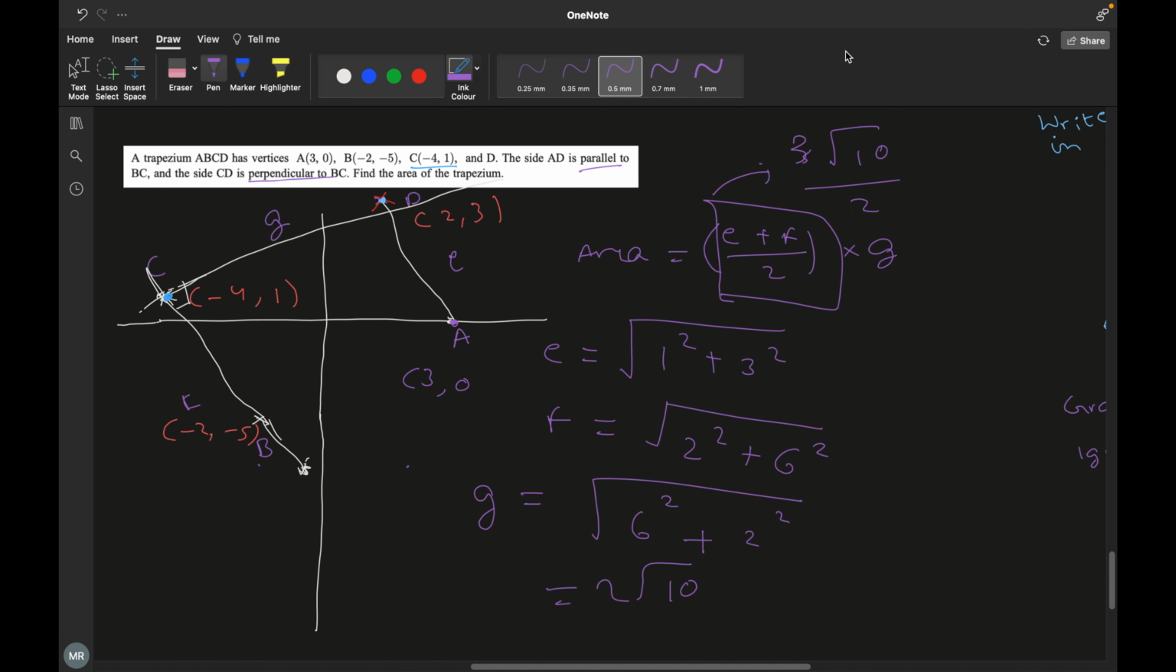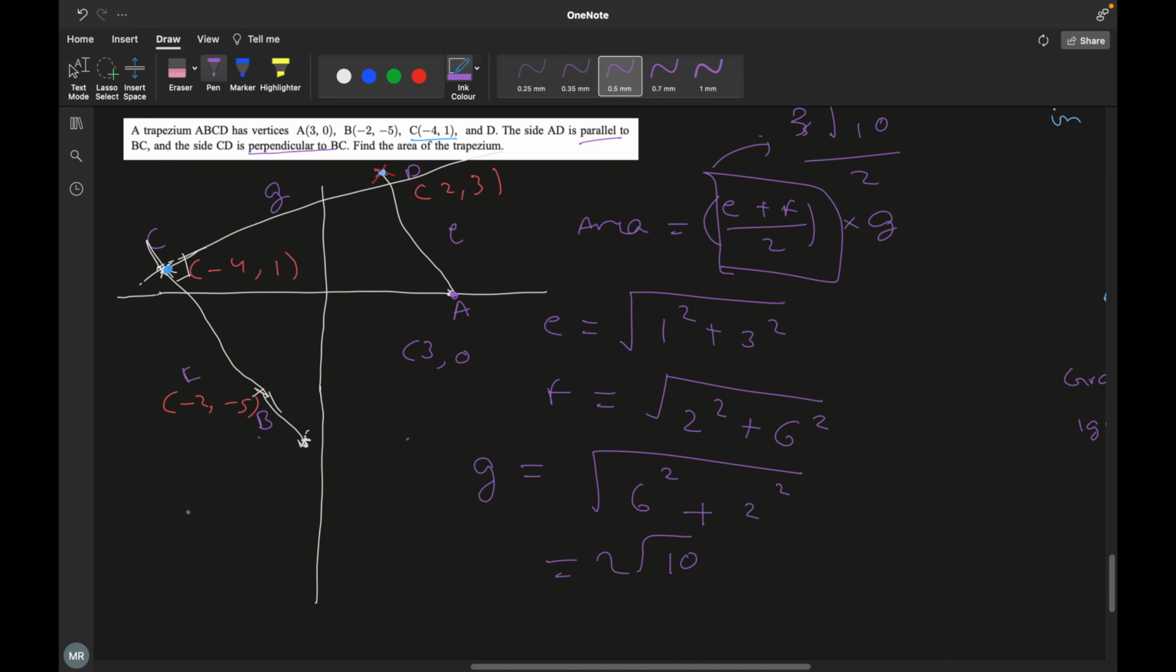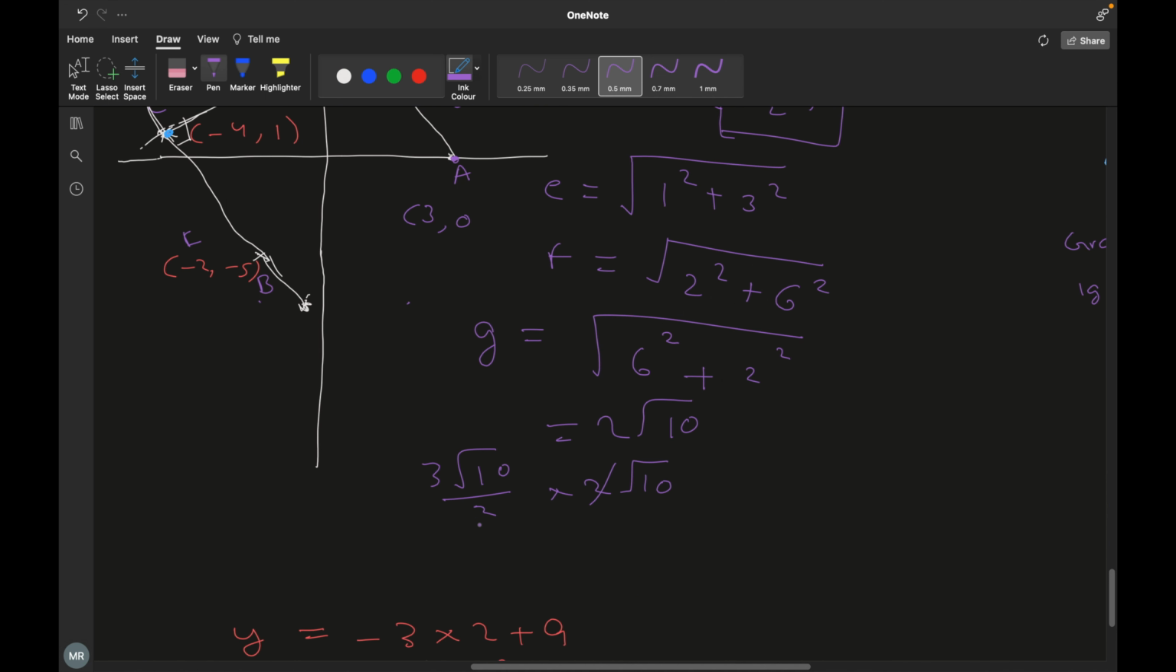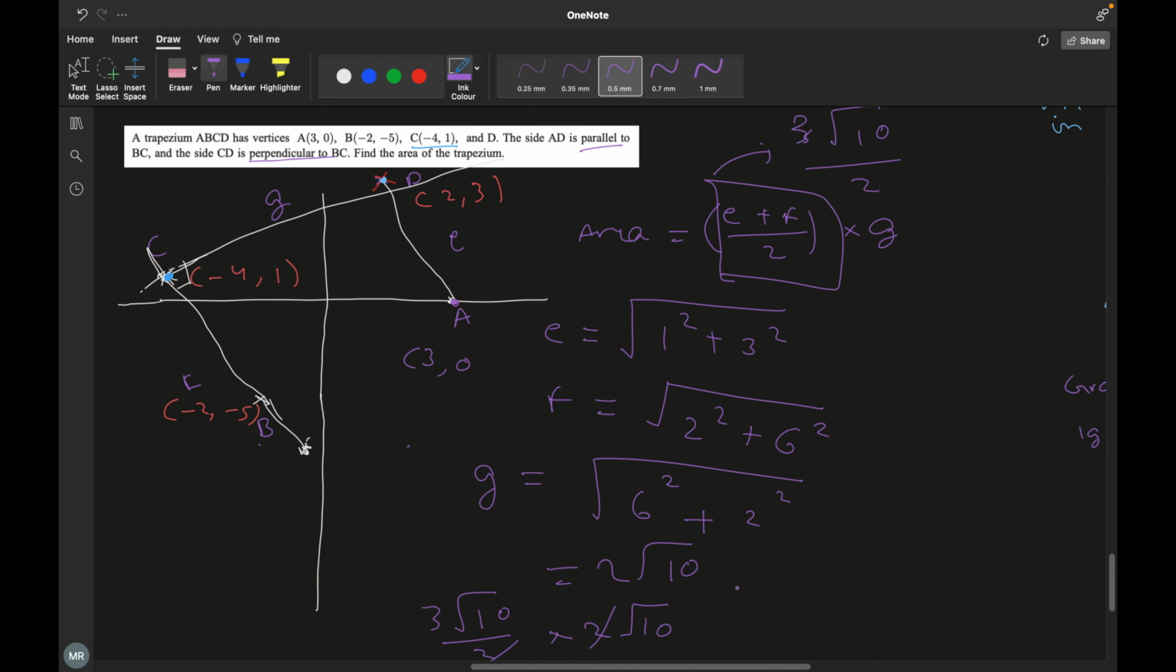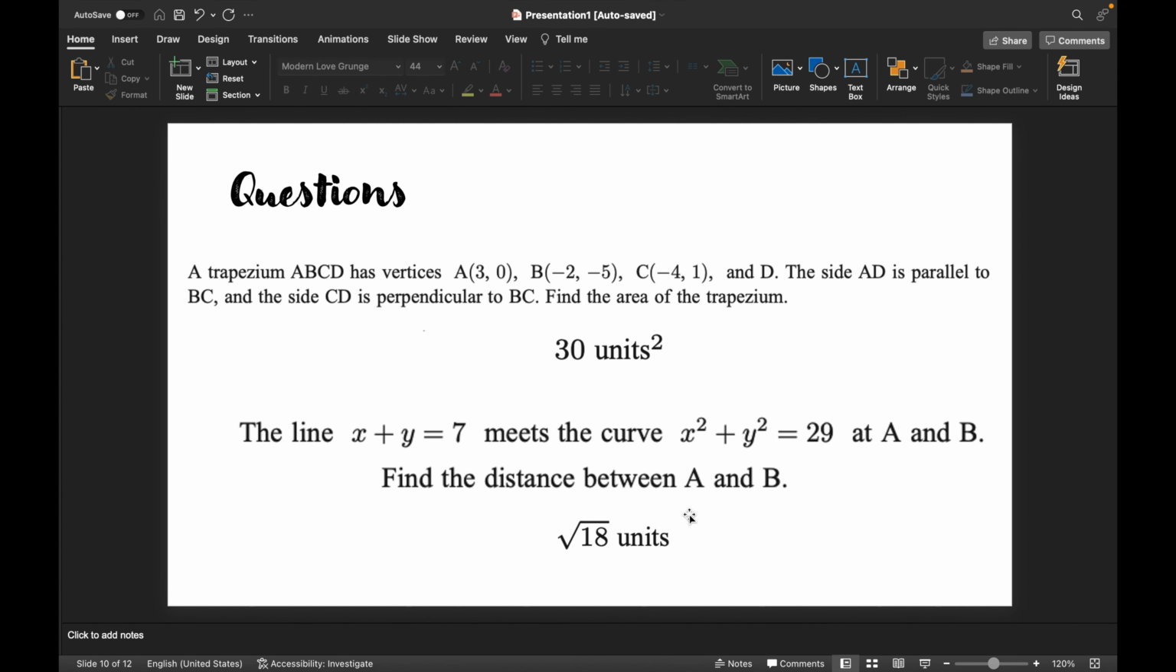Now we have to multiply this into this. So 3 root 10 divided by 2 into 2 root 10. This and this get cancelled, so that will be 3 into 10, which is 30 units squared. So that's our answer.